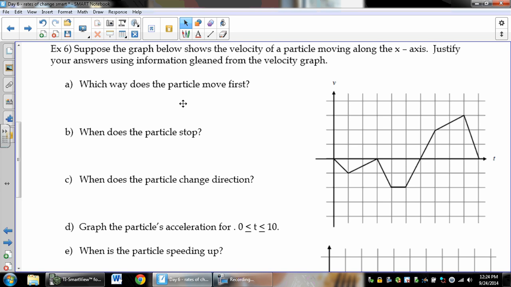All right, we're going to look at this graph right here. It shows the velocity of a particle moving along the x-axis. So this is a velocity graph. We're going to justify our answers using information gleaned from the velocity graph, all right?